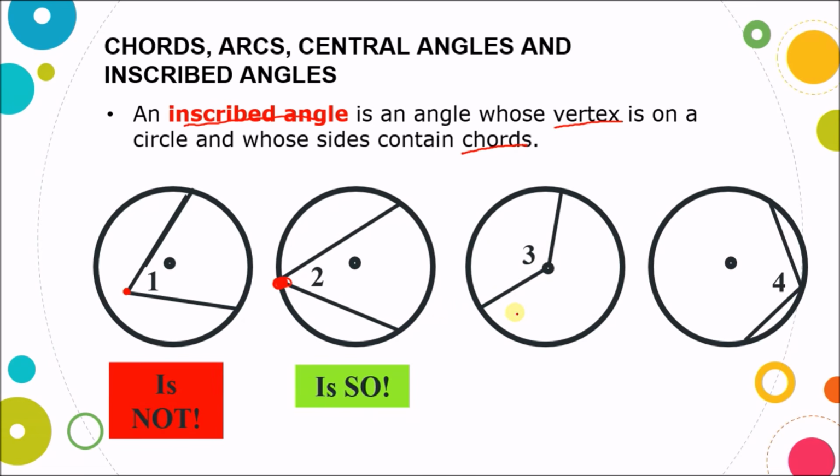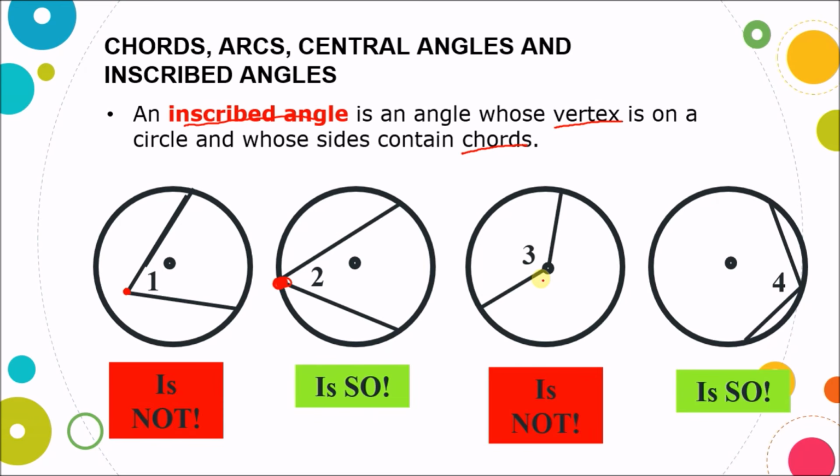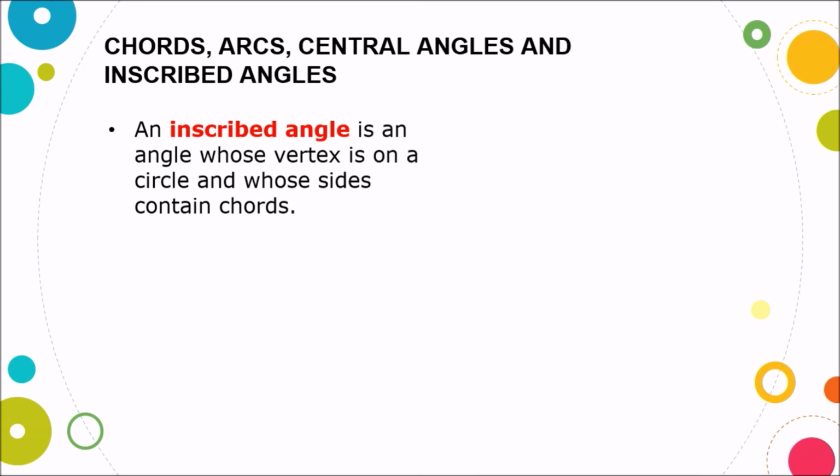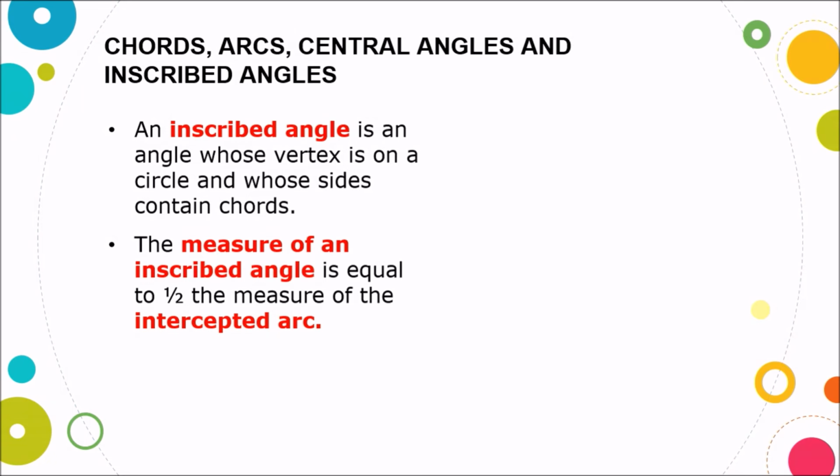Yung angle 3 dito, it is not an inscribed angle because obviously it's a central angle because the vertex is the center of the circle, while number 4 is an inscribed angle because the vertex is on the circle. And we also have noted the chords which are the sides of that given angle. Okay. Inscribed angle could have a measurement also, wherein the measure of an inscribed angle is equal to half of its intercepted arc.